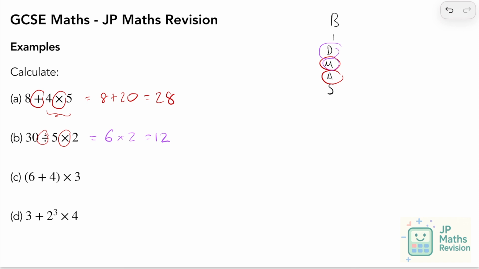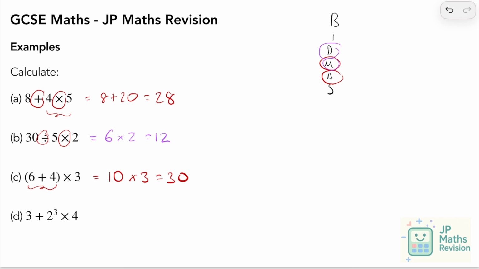This next one, we have brackets, we have a plus, and we have multiplied by 3. We have to deal with what's inside the bracket first. So in this case, we're going to do 6 plus 4 first. 6 plus 4, that's 10, and we're doing 10 times 3, which is 30. So the answer to this question is 30.